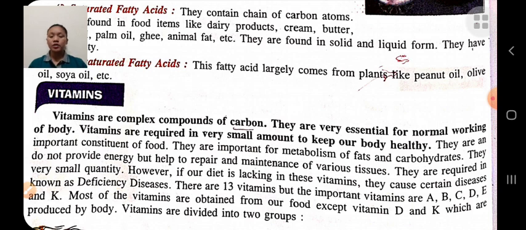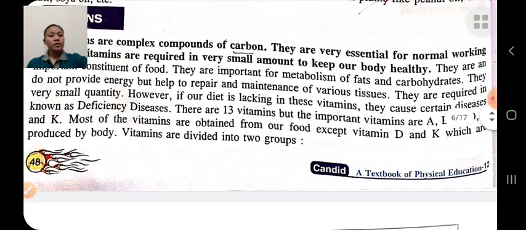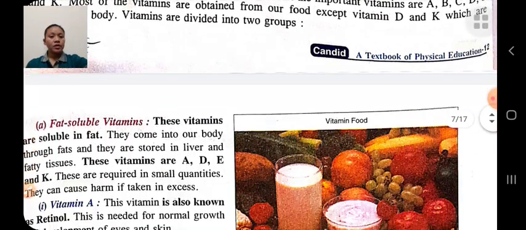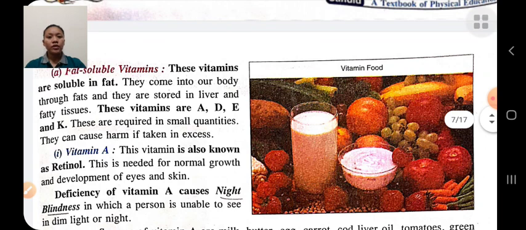Vitamins are divided into two groups: fat soluble vitamins and water soluble vitamins. There are 13 vitamins, but the important ones are vitamin A, B, C, D and K. Fat soluble vitamins. Fat soluble vitamins means those vitamins which are soluble in fat. These vitamins are soluble in fat.